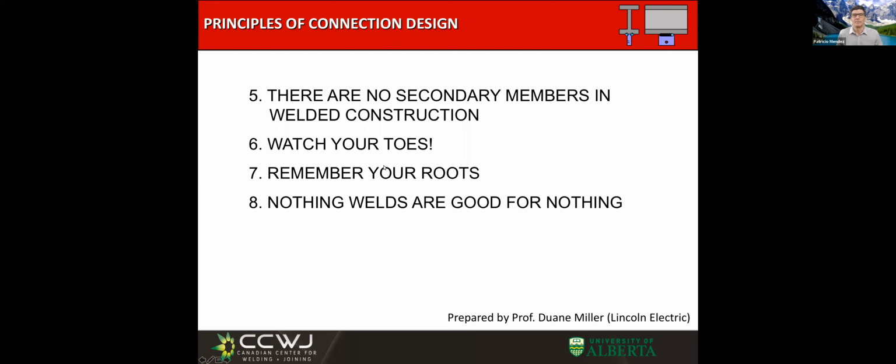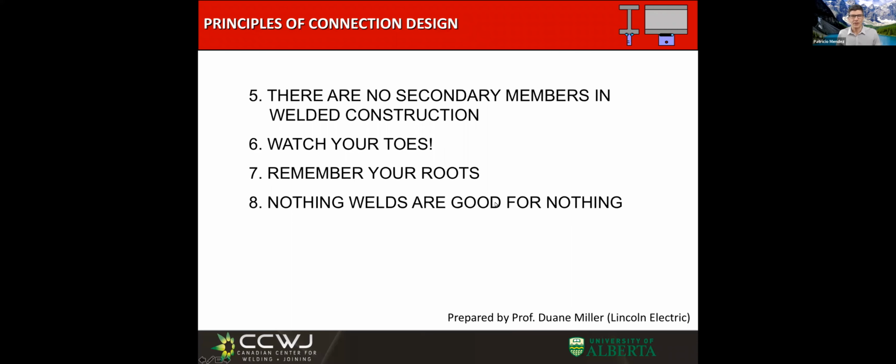Watch your toes. This has a big implication for fatigue, because the toes of a weld are the point of stress concentration. Remember, the roots are more or less the same thing. In the case of pipes, the roots are inside, where the fluid is being carried, right? And in civil construction, very often the roots are a point of stress concentration too.